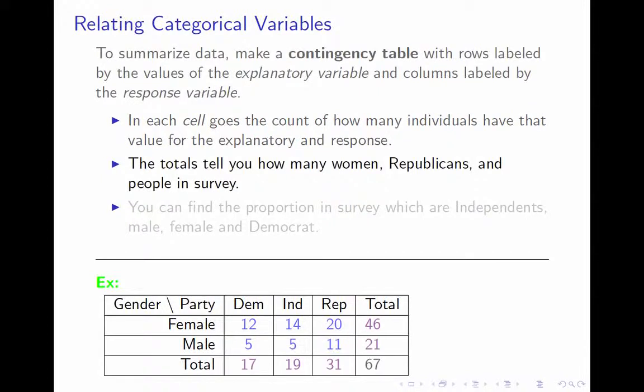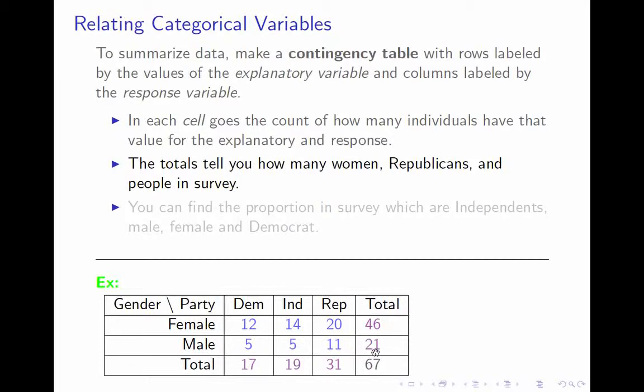You don't need to, but for everything else you do, it's useful to have the totals. There are a bunch of totals. There's the total of each row. So the total of these three numbers, 12, 14, and 20, is 46, the number of women in my sample. The sum of 5, 5, and 11 in the second row is 21, the number of men in the sample. And likewise, underneath each column, I have the column sum, which tells you the number of Democrats, the number of independents, and the number of Republicans.